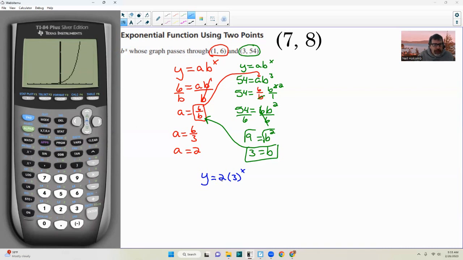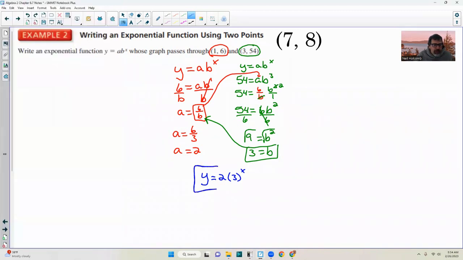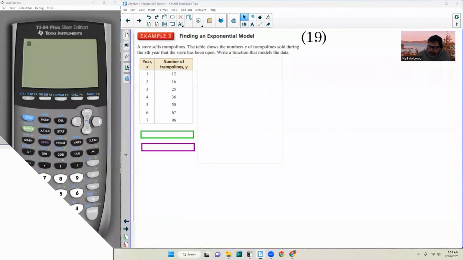And then I'm going to check to see if the point (1, 6) is there. So I'm going to hit second, calculate a value, and I hit 1, enter. And when x is 1, y is 6. That worked. And then I'm going to hit second, calculate a value, and I want to know when x is 3, if y is in fact 54, and there it is. So that's a way of checking. That confirmed that this is the exponential function that goes through the points (1, 6) and (3, 54). So now you should be able to do problem number 7 and 8 in the exercises.